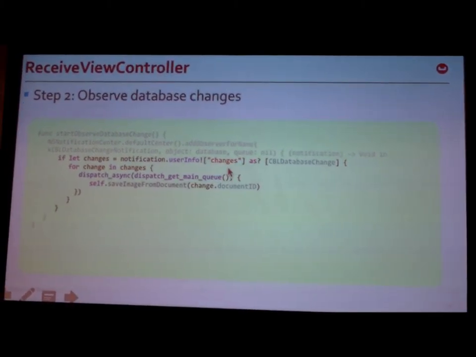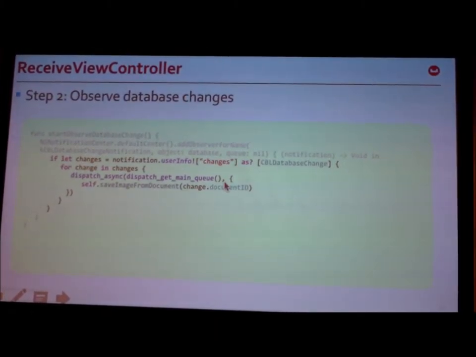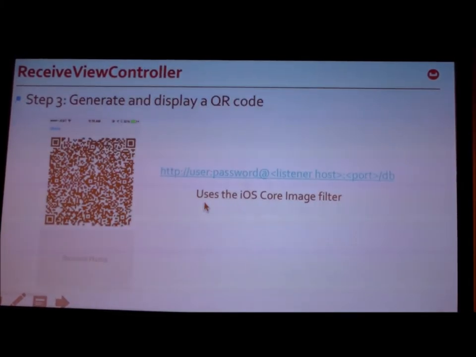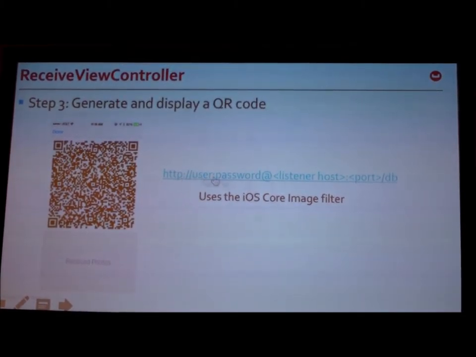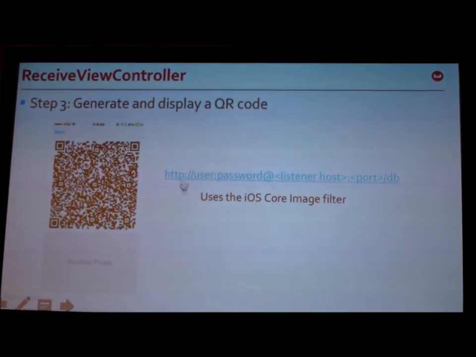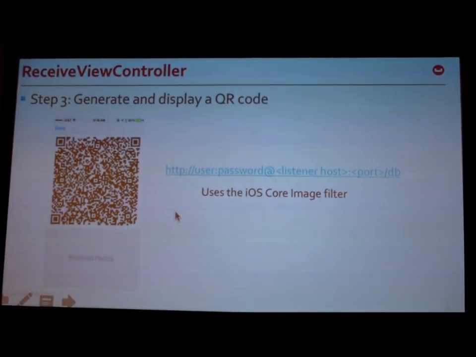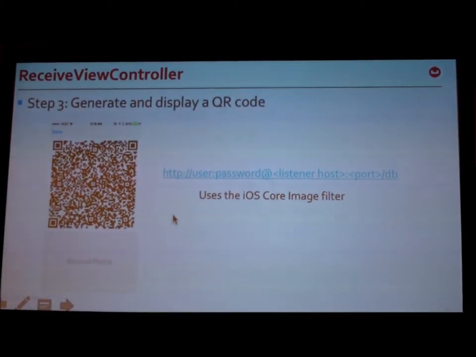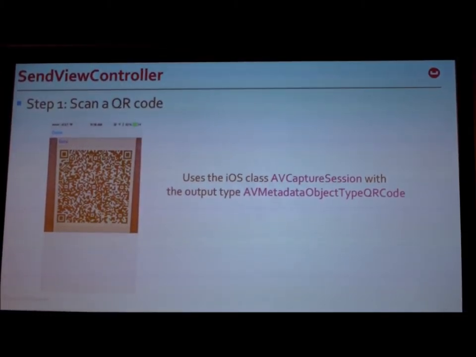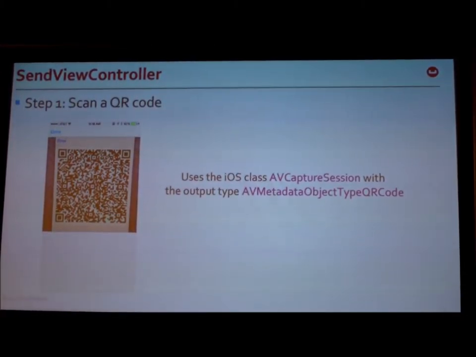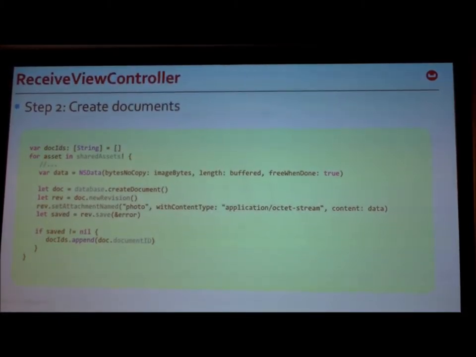Observing for changes, because we're waiting for data to come in when we actually do the receive controller, it's kind of straightforward, but we have this database change right here. So we're waiting on a notification something's been modified, and then we're going to save the image. Okay, and then generate the QR code and make the connection. So this is essentially how it gets appended onto the connection string to my open port.